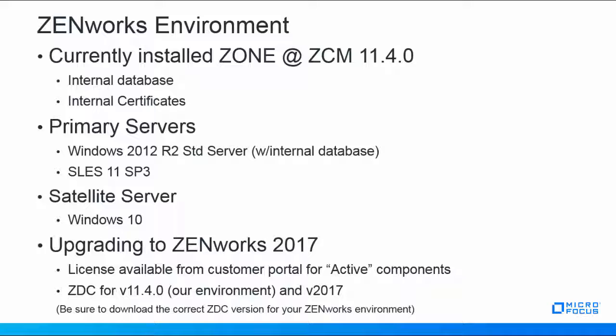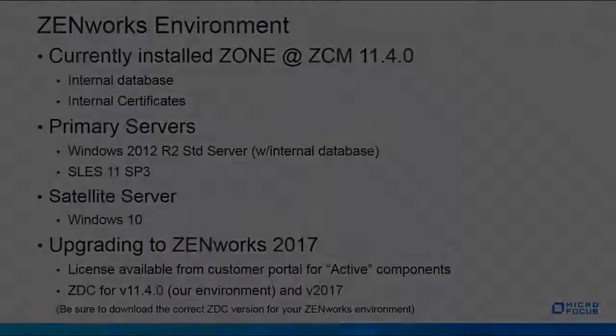Upgrading to ZENworks 2017, have your licenses available from the customer portal for active components. For instance, if you have the ZENworks suite, all you need is a ZENworks suite license while you're going through that install. If you don't have the ZENworks suite and you have a ZENworks Configuration Management license and maybe some other component license, grab all the active component licenses for the install. We've also downloaded ZENworks Diagnostic Center for 1140 and version 2017.